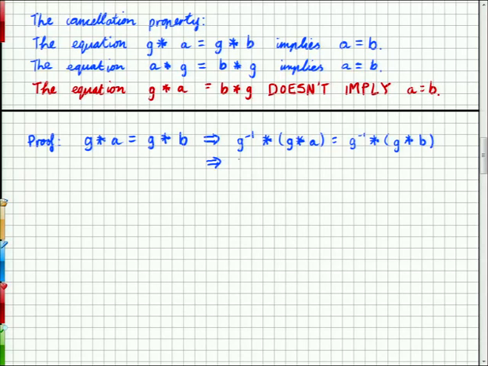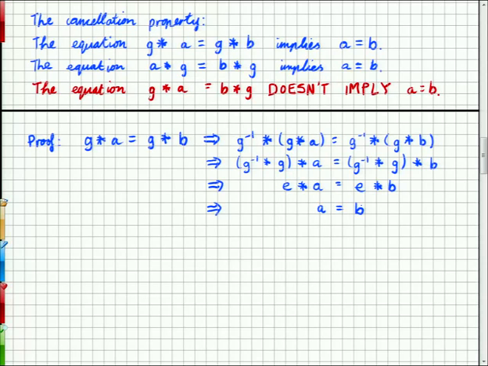Okay, and then we just go through some basic steps to try and reduce this. The first thing I do is use associativity to say, I don't have to work out the G star A first, I'll work out the G inverse star G. And the reason I want to do that is because it just gives me the identity star A equals the identity star B. And of course, using the property of identity, this just gives me A equals B. And that's how you deduce it.